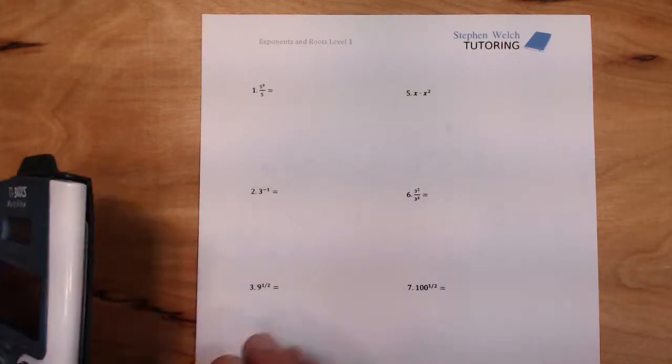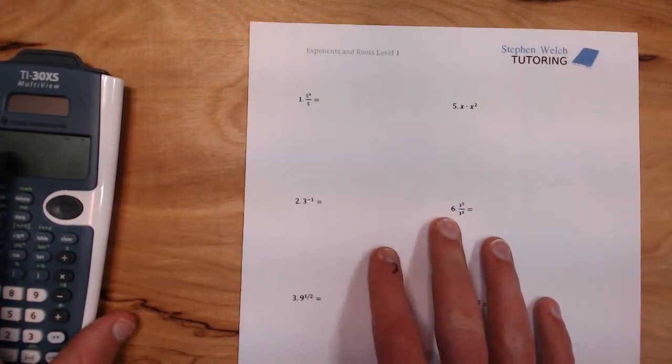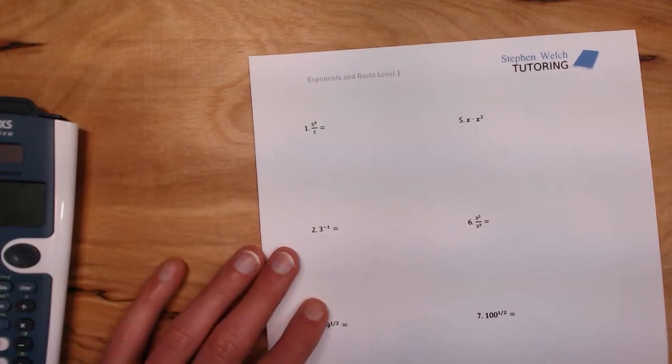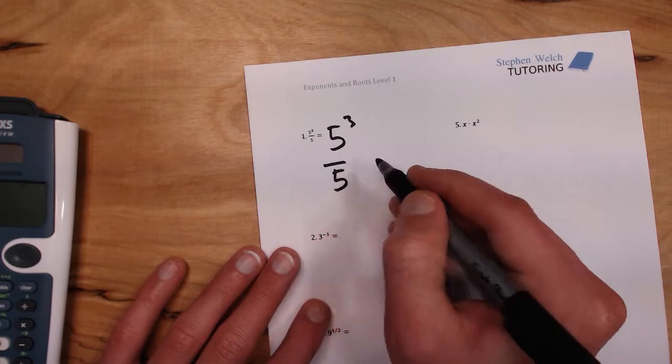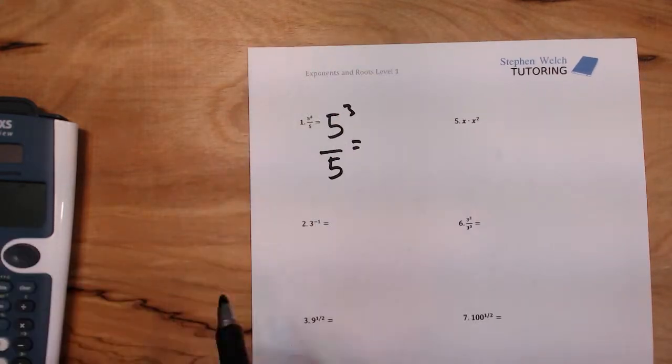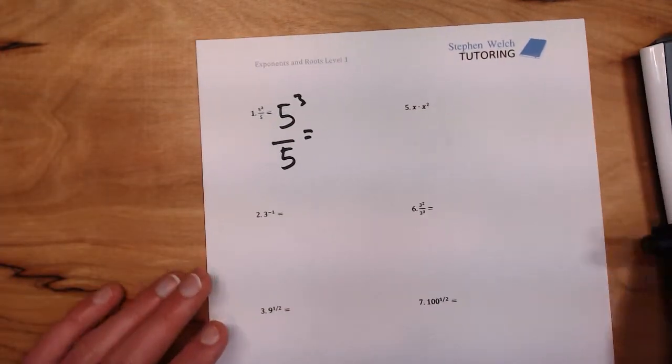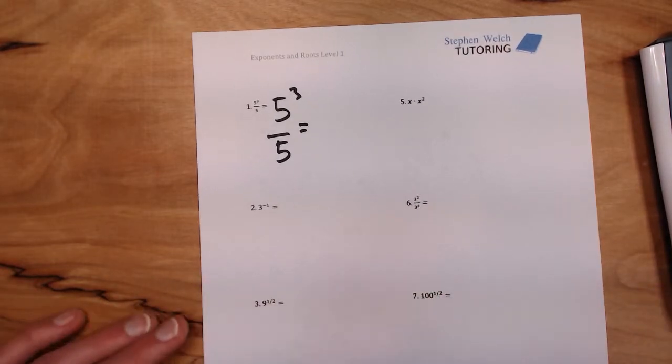All right, so this is Roots and Exponents Level 1. So our first problem says 5 to the third divided by 5. I'll show you the correct way, and then I'll show you the calculator way. I don't have a problem with either, but let's just talk about both.